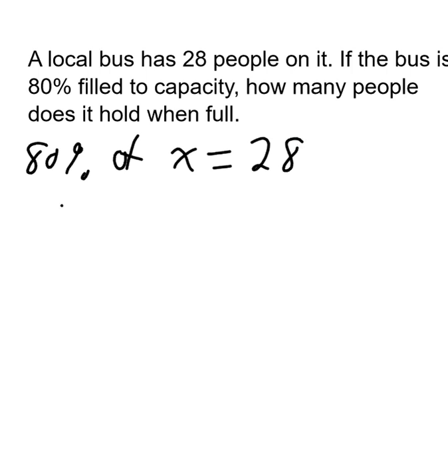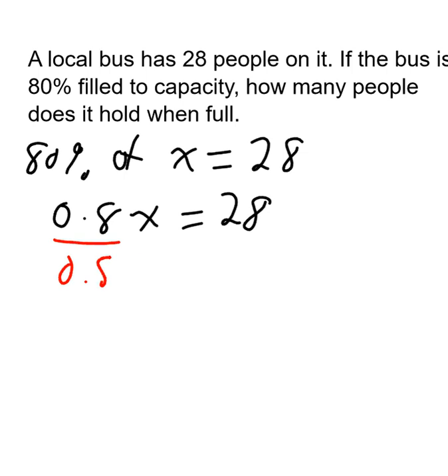So remember, I could change that into a decimal. Of means to multiply, multiply by X. And then I could divide both sides by 0.8. I could use my algebra skills, and I could get my answer, which is 35 people. This is a little bit different.